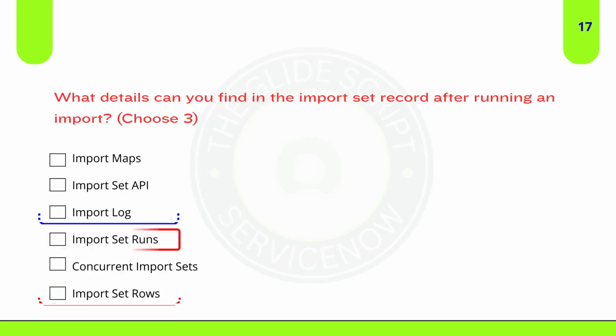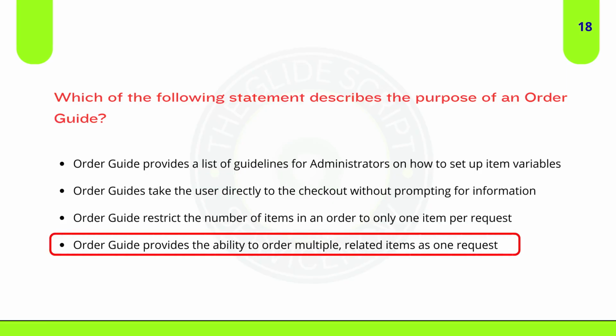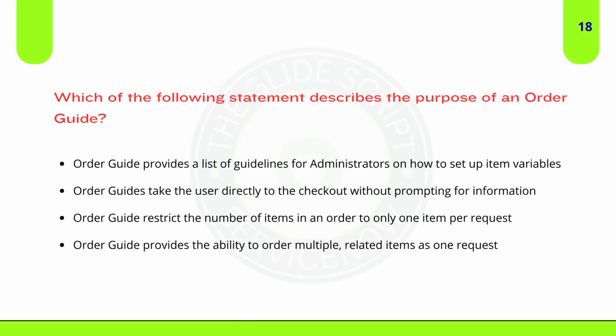Okay. Next one, which of the following statements describes the purpose of an order guide? Read all four options. What does an order guide do? It submits a single service catalog request that generates several items. Option number 4 is the correct option. Order guide provides the ability to order multiple related items as one request.